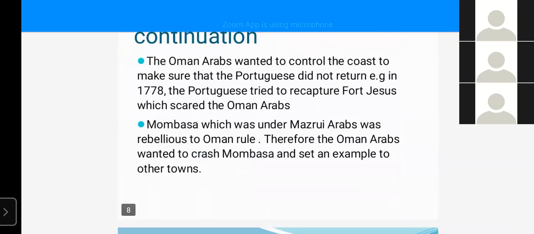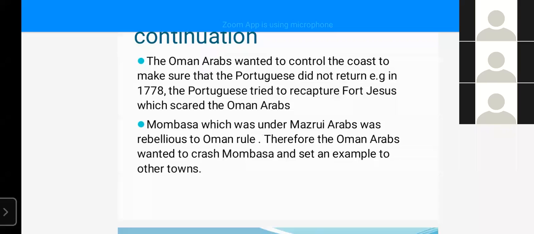And the other reason as to why there was that desire to control the East African coast was because they wanted to make sure that the Portuguese did not return. We, on many occasions, tend to forgive, but it is very hard to forget. So they felt if they were not at the coast, this would give room for the once defeated Portuguese to return. And their return would be something worse than when they were in existence. So they decided to stop them forever from returning to the East African coast, especially when we talk about 1778, where the Portuguese had tried to recapture Fort Jesus. I hope you know what Fort Jesus was, a fortress that had been constructed by the Portuguese to help them monitor the East African coast.